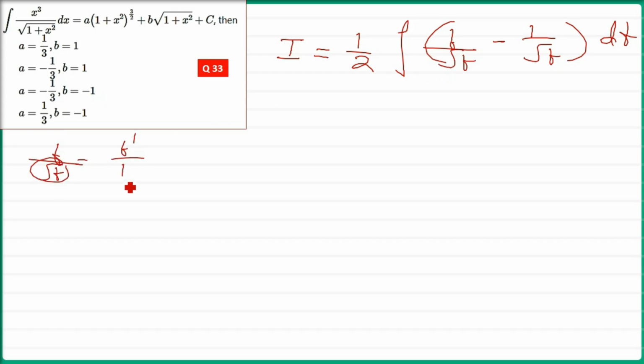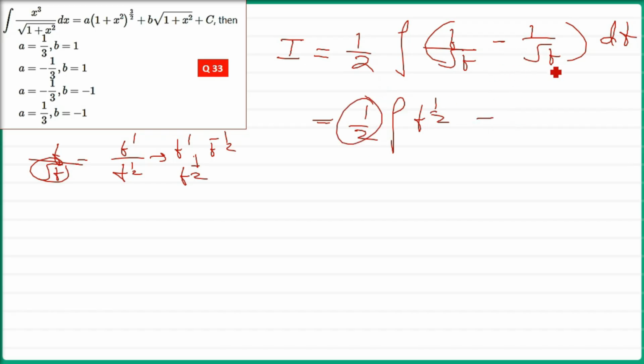t by under root t, t raised 1 divided by t raised half. t raised 1, t raised negative half, power gets added, it will be t raised half. So half, t raised half you have to integrate for the first term. Second term is 1 by root t. It goes up, it will be t raised minus half. Half I am going to deal later. So it's simply 1 by t raised half, it goes up, t raised minus half has to be integrated.